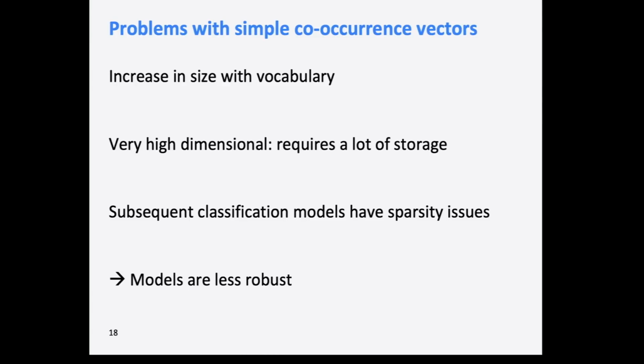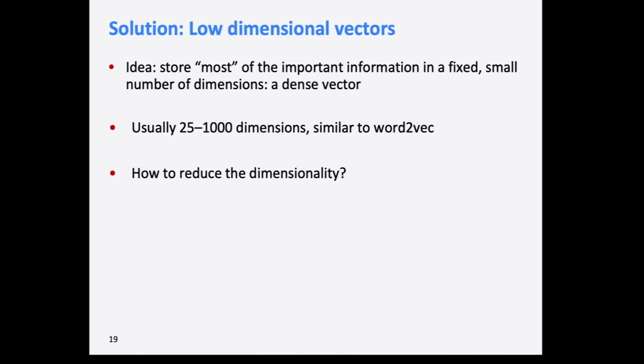If you have a 250,000 word vocabulary, you're in a space where my math is bad, but it's in the trillions for the number of cells of this matrix. That might require a lot of storage, though if you're clever and notice that most of the cells are 0 and use a sparse matrix representation, it might take a little bit less. Your classification models might have sparsity issues, because a lot of those cells aren't present, and so might not be very robust.